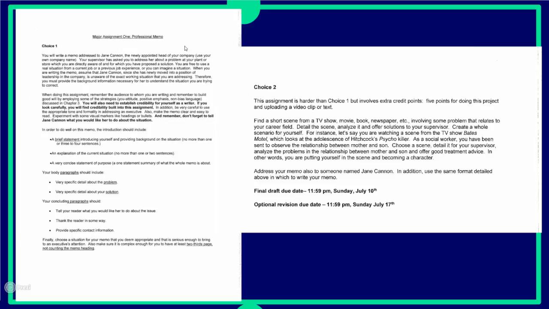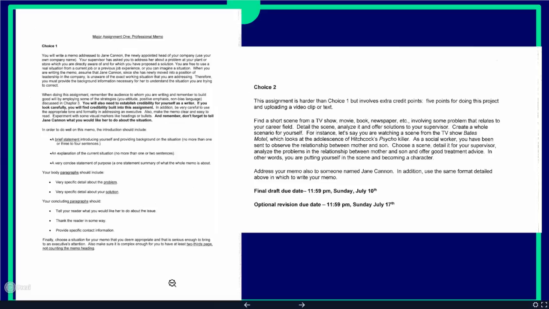Be very careful to use the appropriate tone and formality when addressing an executive, and make the memo as clear and easy to read as you possibly can. Experiment with things like headers, bullet points, and don't forget to tell Jane Cannon what you would like her to do about the situation as you conclude the letter.